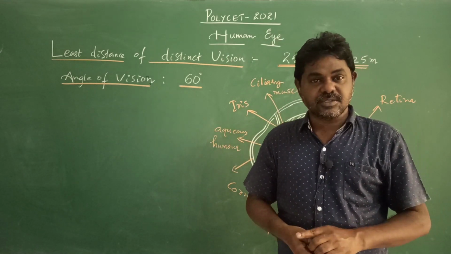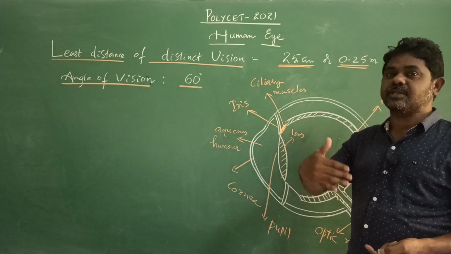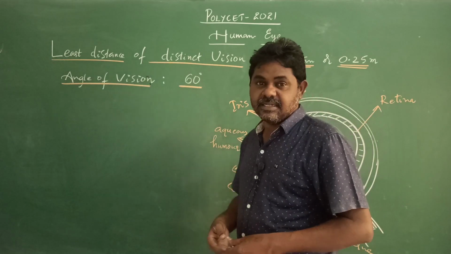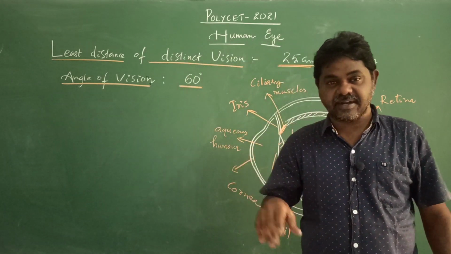Now before going to start this chapter, human eye and colorful world, but colorful world topics are not there in this year, they are in the reduced syllabus. So only the human eye part is there, human eye and defects, right?